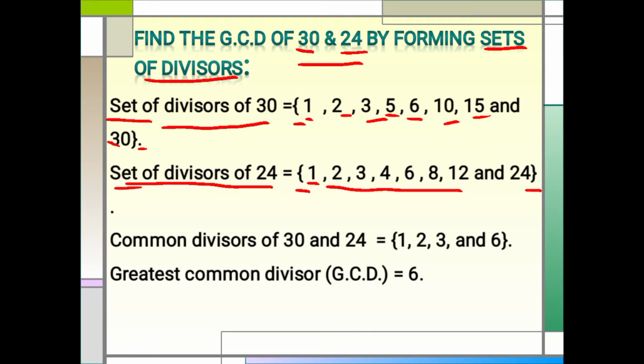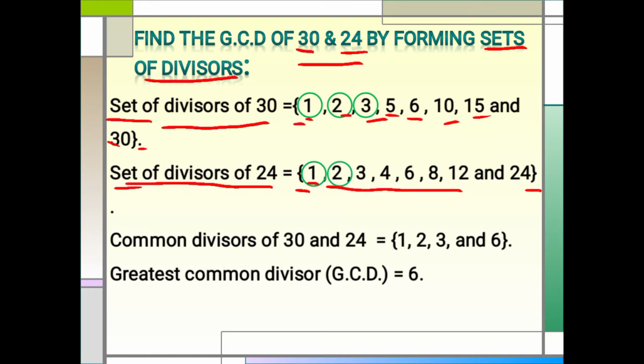Now in the next step, what you have to do is find the common divisors of 30 and 24. Okay, common divisors. So what are the common divisors here? First of all, as you can see, 1 is common between 30 and 24. The next common number is 2.